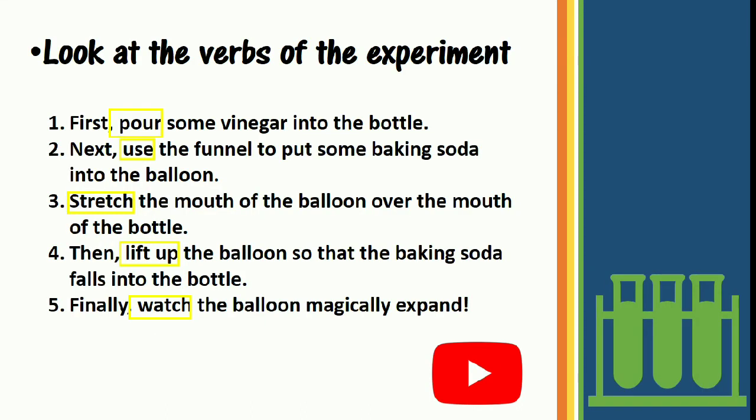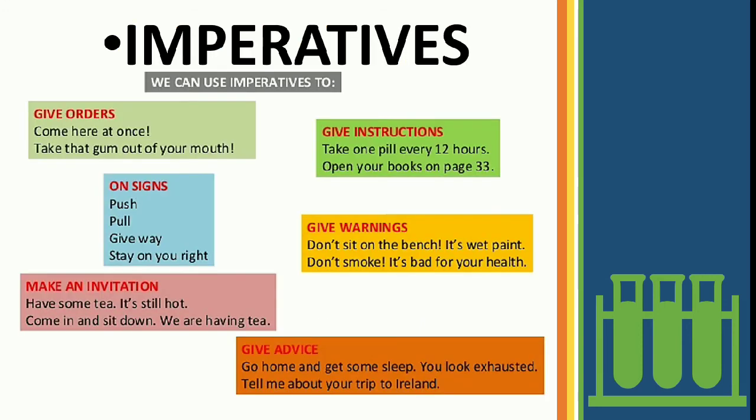So now look at the verbs of the experiment. Here we have 5 instructions and we have 5 verbs. Look at the verbs. Those verbs are called imperatives. We can use imperatives to give orders, to give instructions, give warnings, on signs, make an invitation, and give advice. Today we're going to use imperatives to give instructions.